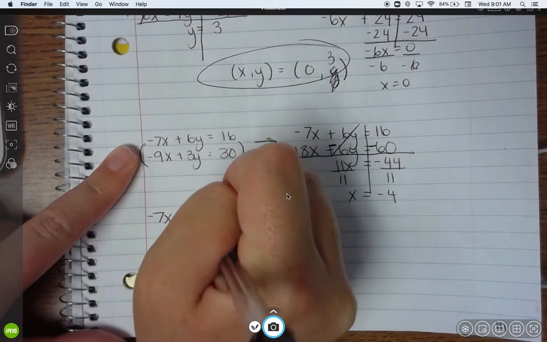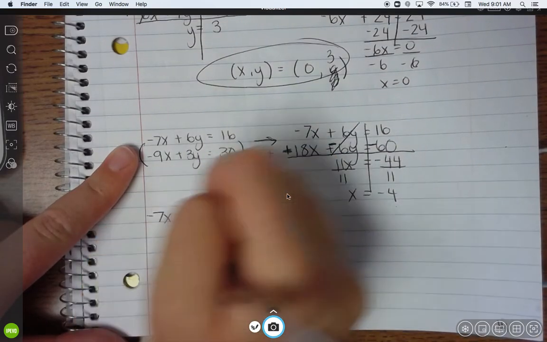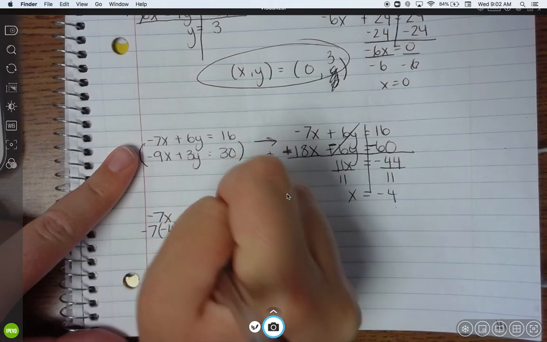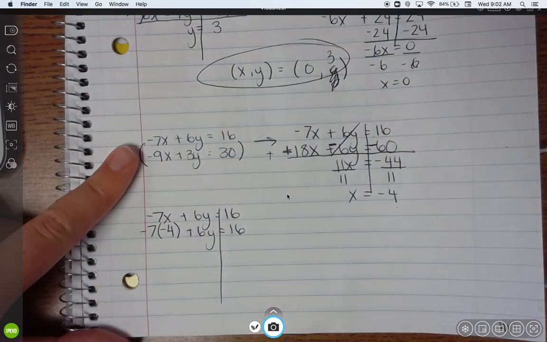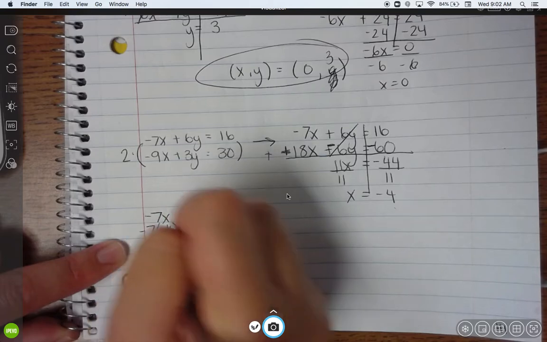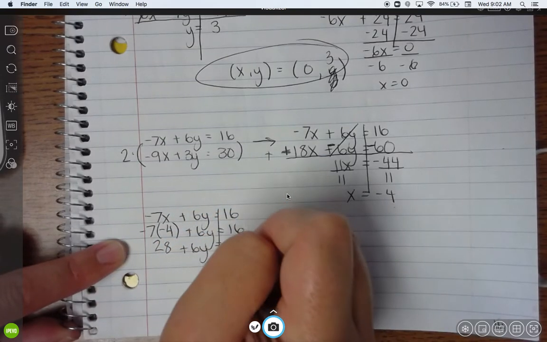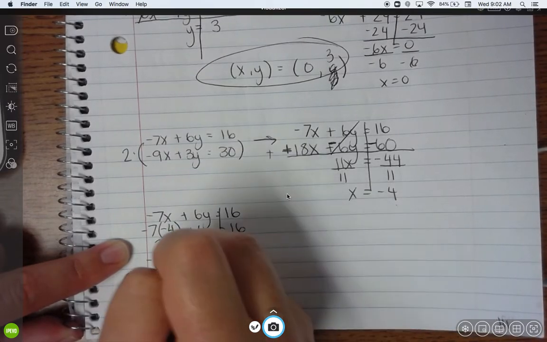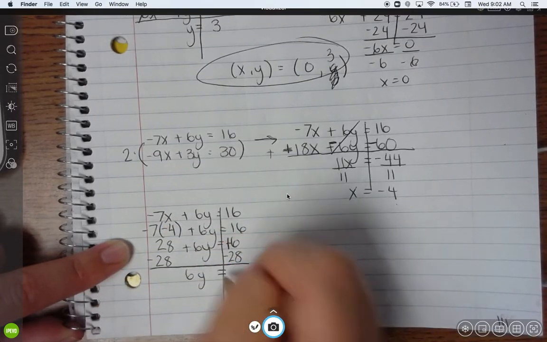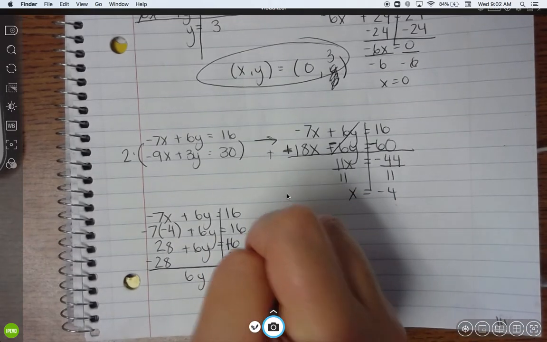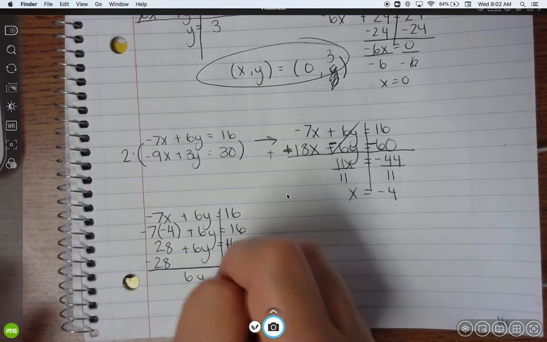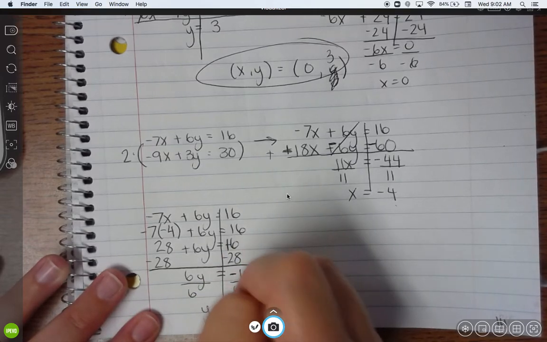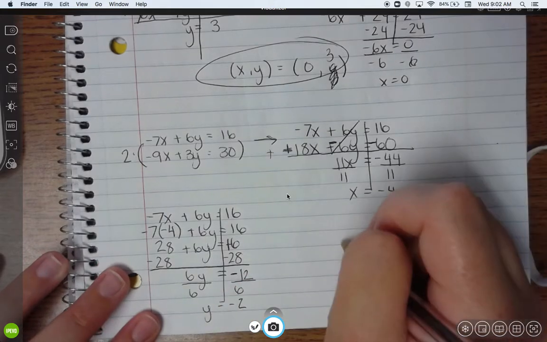-7x plus 6y equals 16. Substitute in -4 for x, I get -7 times -4 plus 6y equals 16. That makes it 28 plus 6y equals 16. Subtract 28 from both sides, we get 6y equals -12. And divide by 6, y equals -2. My ordered pair here is -4, -2.